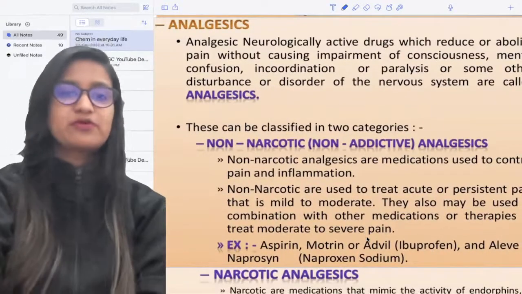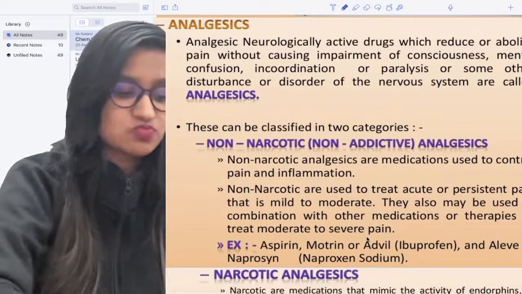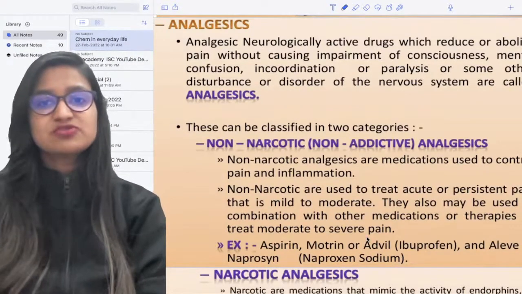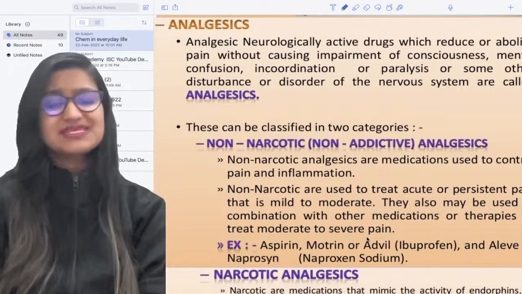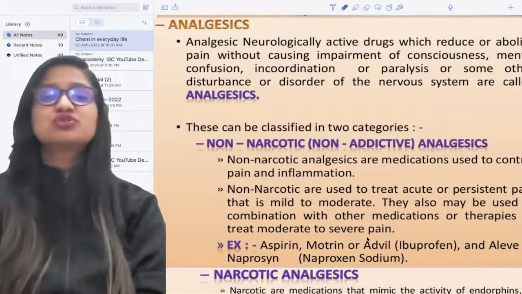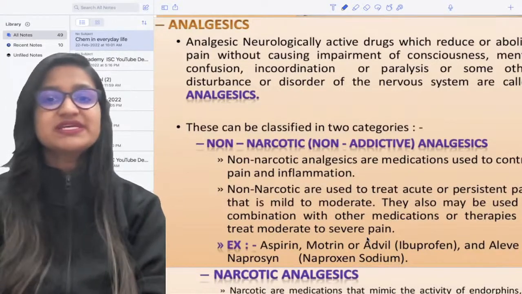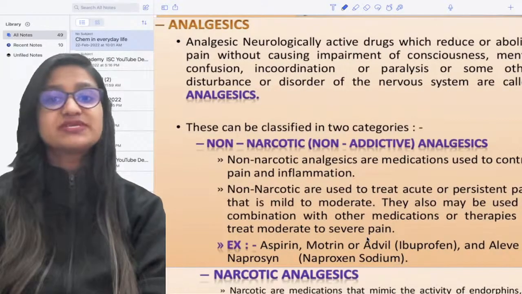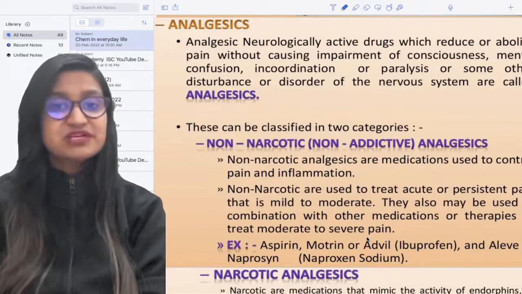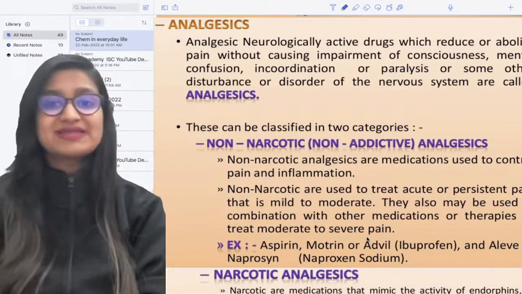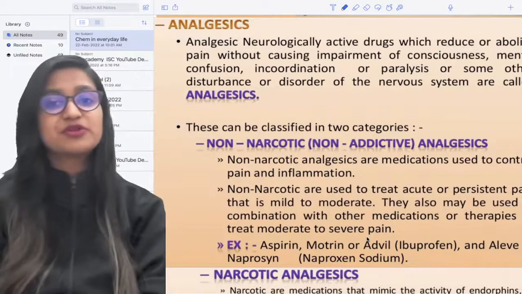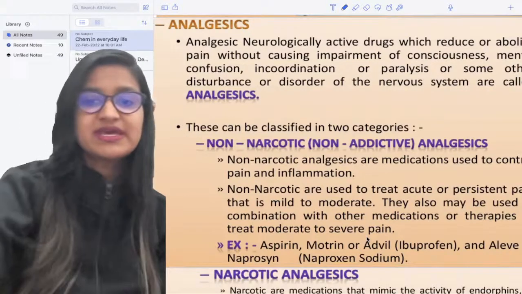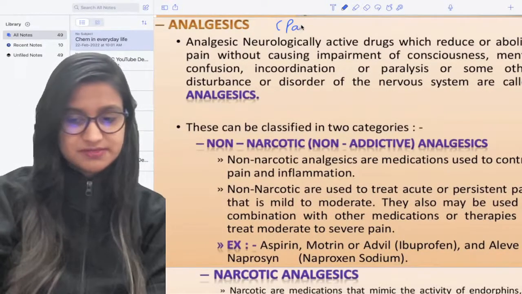The next type of drug is analgesics. What are these? These are analgesics. So what are analgesics? Let's see. Again, these are also neurologically active drugs which reduce or abolish pain without causing impairment of consciousness, mental confusion, incoordination, paralysis or some other disturbance or disorder of the nervous system. So as I told you, analgesics are painkillers.